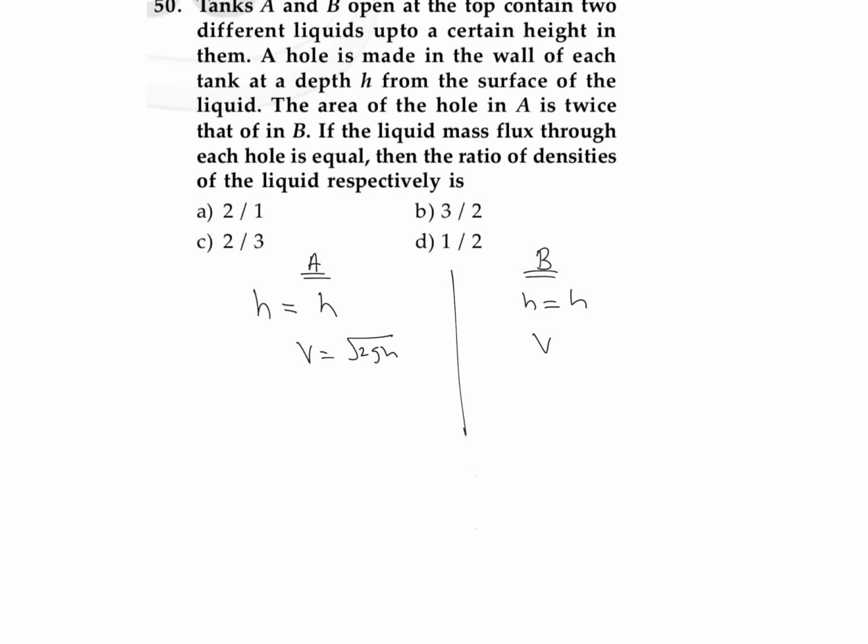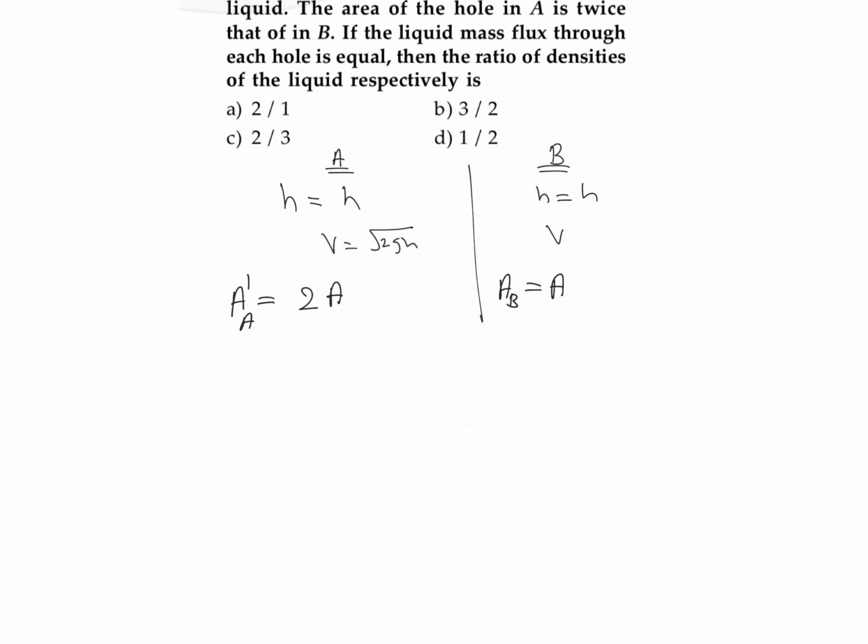Now it is given that the area of the hole in A is twice that of B. So if the area of the hole in B is taken as A, then the area of the hole in A is 2A. So the area of the hole in container A is 2A and the area of the hole in container B is A.